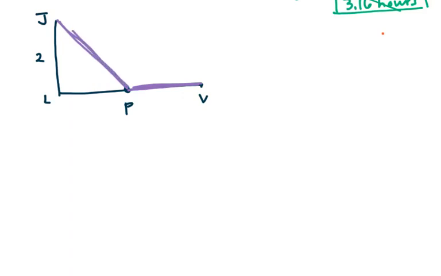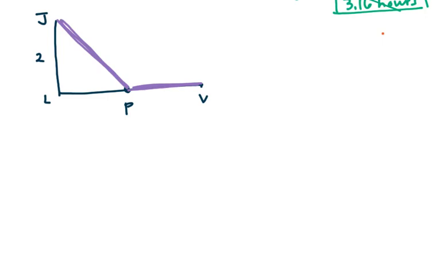Now when she's traveling from J to P, her speed is 2 miles per hour. And when she's traveling from P to V, her speed is 5 miles an hour. So we need to figure out how to label these lengths.